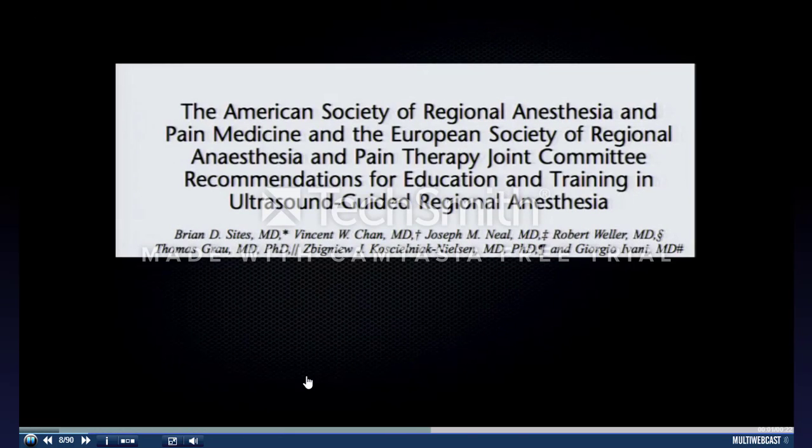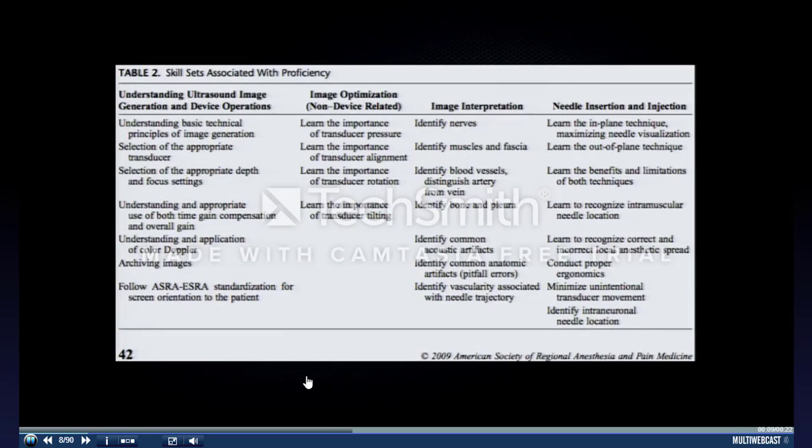If you look at the recommendations from ESRA about the education and training of ultrasound-guided regional anesthesia, there are different components that we need to adhere to. It's really about getting the image, capturing the correct image. And this is where the courses and workshops that we attend really just show us how to find these nerves.